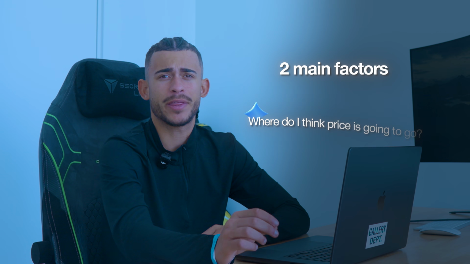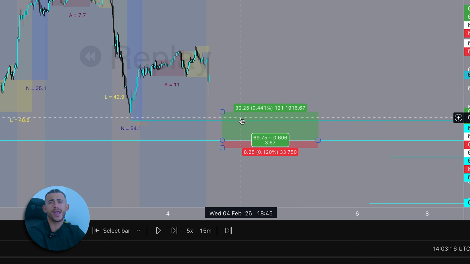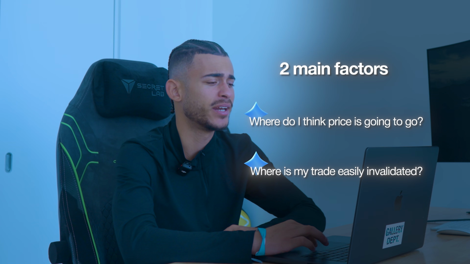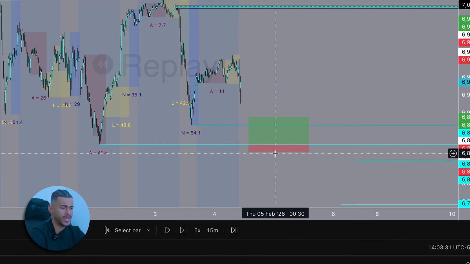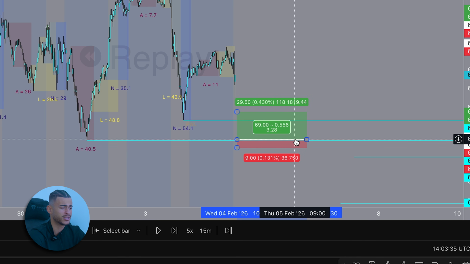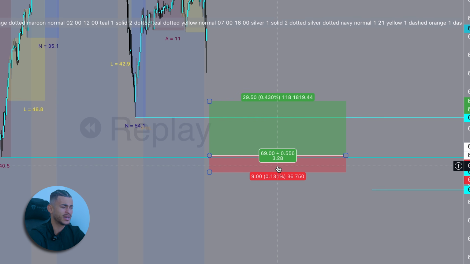I use two main factors to determine how big my stop loss is gonna be. The first main factor is, where do I think price is gonna go? If I think price is gonna move 30, 40 points, I am okay with having a little bit wider of a stop loss just to give myself some wiggle room, because I am targeting a 1 to 3, 1 to 4 risk to reward. The second factor is going to be, where is my trade easily invalidated? And for me, if price gets below 8 points here, that is a clear sign that I am wrong and I do not wanna be in that trade. So we're gonna go ahead and plan to take this trade as long as price can tap this level and continue moving up.